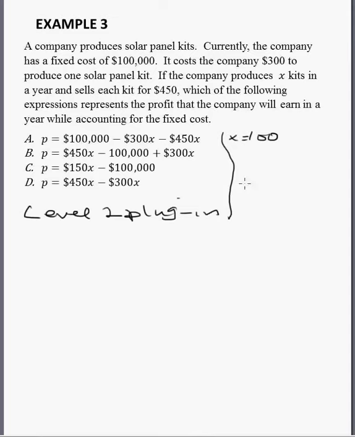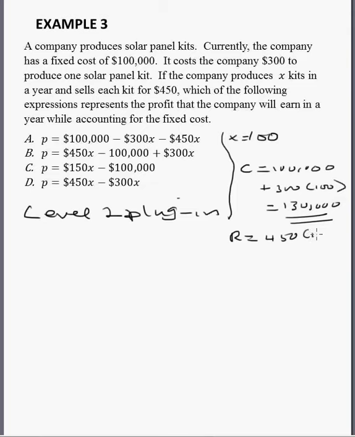You know for sure the cost to you, so your cost here will be equal to 100,000 plus 300 times 100, right? You're producing 100, and so that will be your total cost. Now, how much would that be? That would be 30,000 plus that, so that will be equal to $130,000. That is how much it will cost you. Now you're going to sell this for 450 a piece, so the revenue you get from this will be 450 times 100, and that will be equal to 45,000.